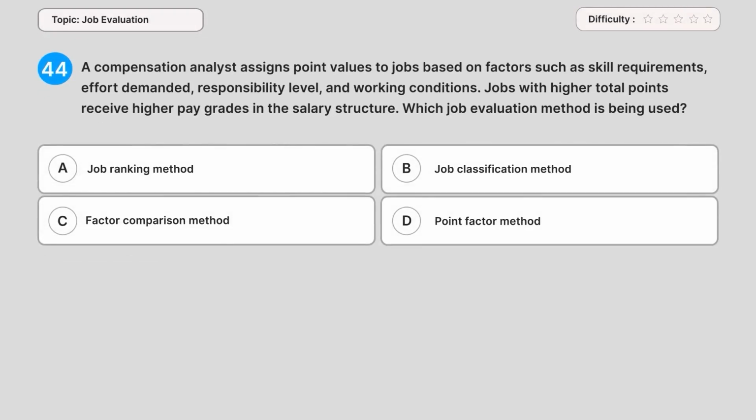44. A compensation analyst assigns point values to jobs based on factors such as skill requirements, effort demanded, responsibility level, and working conditions. Jobs with higher total points receive higher pay grades in the salary structure. Which job evaluation method is being used? A. Job ranking method. B. Job classification method. C. Factor comparison method. D. Point factor method. Do you know the answer?